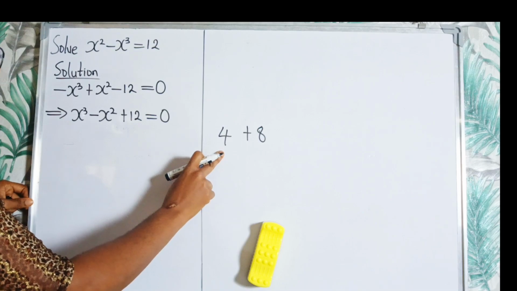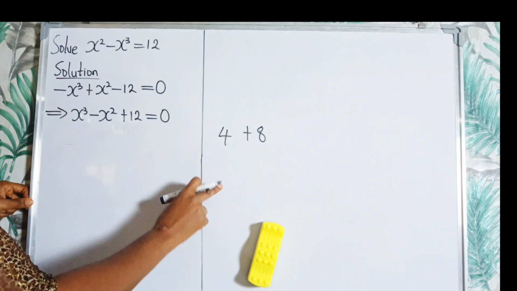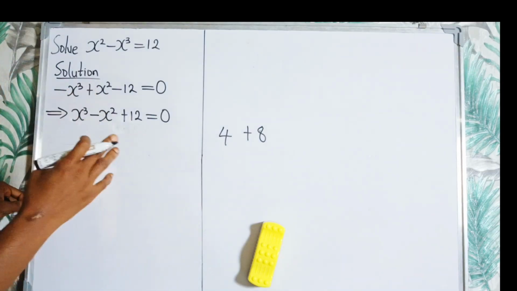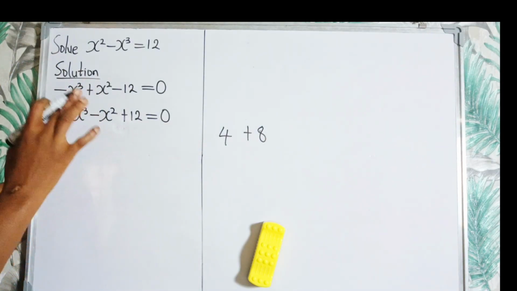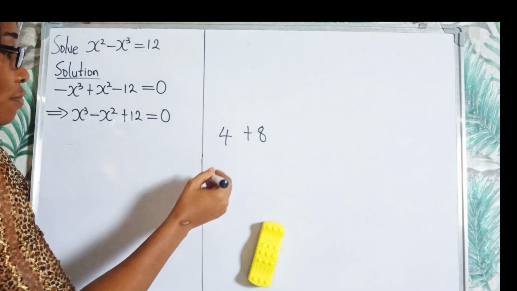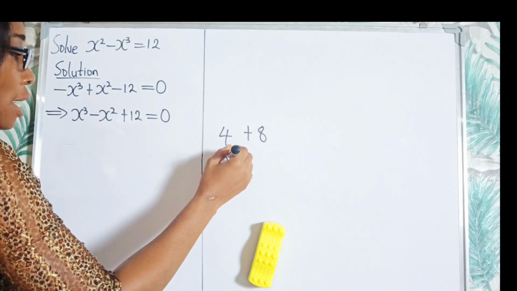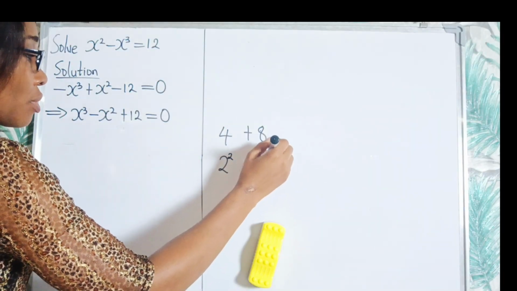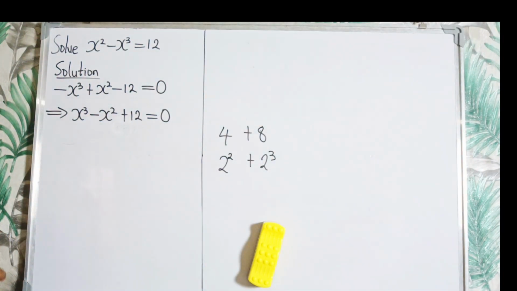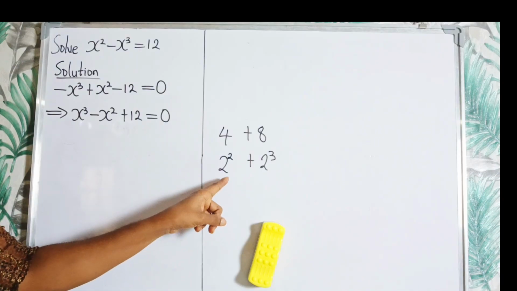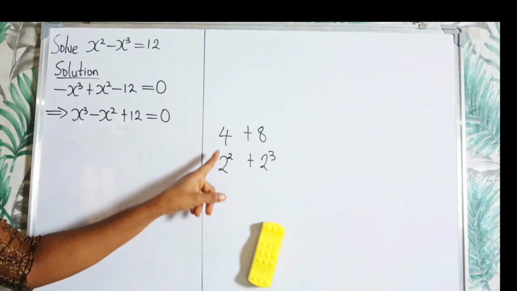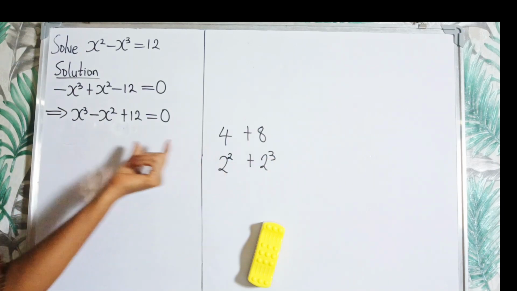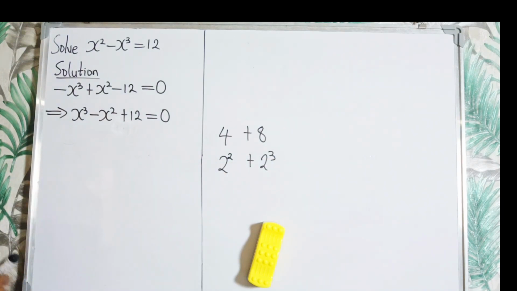Now we should be able to express 4 as a base with a power of 2. We should be able to express 8 as a base with a power of 3. And that is very possible. So here we have 2 raised to power 2 plus 2 raised to power 3. So I now have two numbers that I'm able to express as a base with the power of 2 and as a base with the power of 3. So I can now substitute this in this equation.